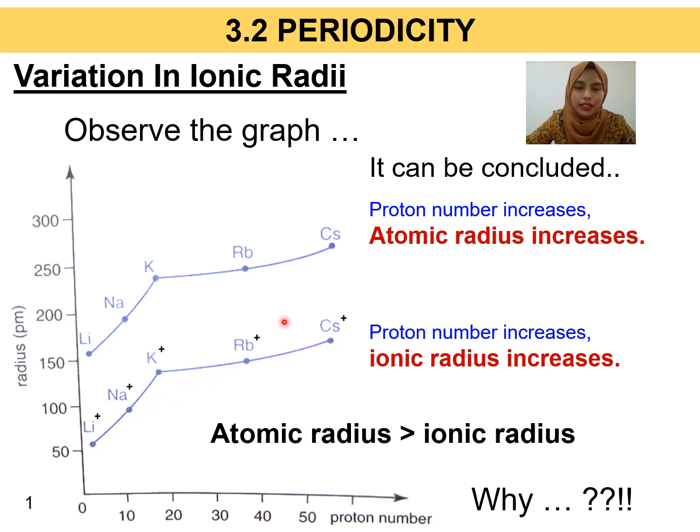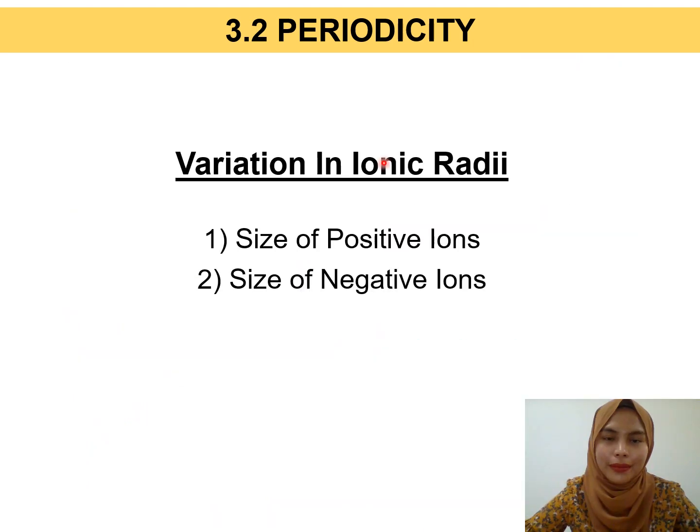If you look at here, it can be concluded that when proton number increases, atomic radius also increases, the size of the atom will increase. Same goes to the ionic radius. When proton number increases, the ionic radius will also increase. Why? How is an ion formed?